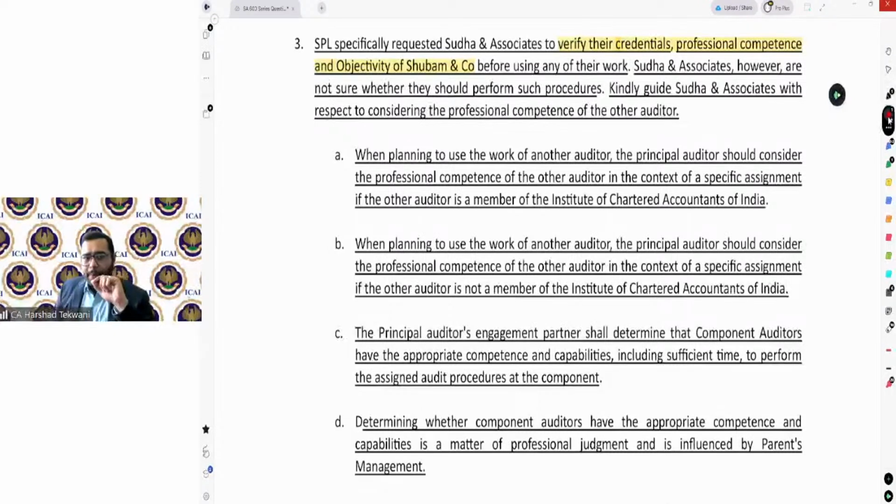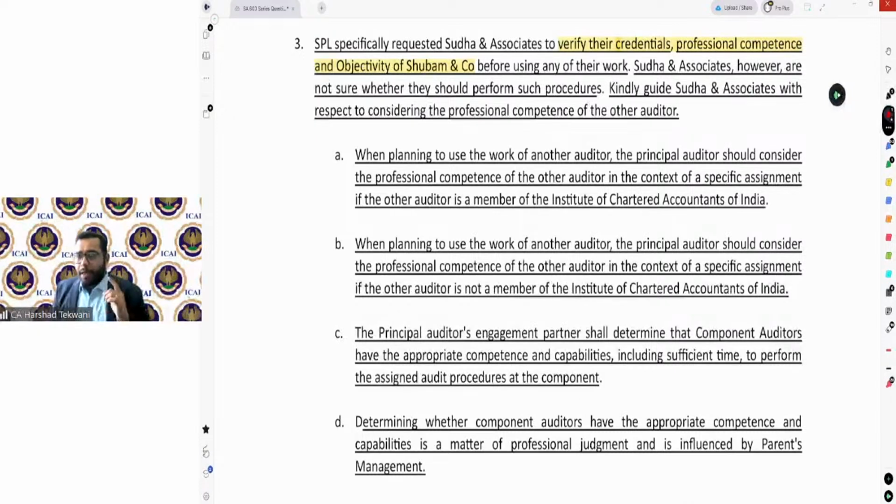See, if Shubham and Company, the component auditor, is a member of the institute, then there is no requirement to verify professional competency, because in that case you are verifying the competency of a fellow member, and that is equivalent to raising a question on the competencies and capabilities that you have received as a chartered accountant. Hence, that is not an appropriate way in the whole context.